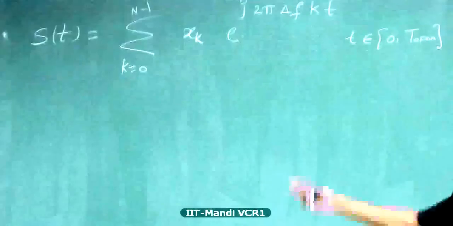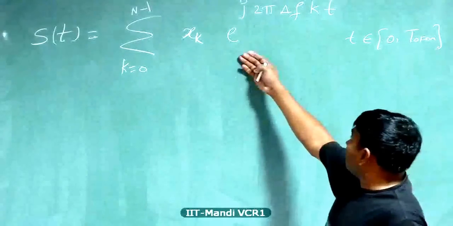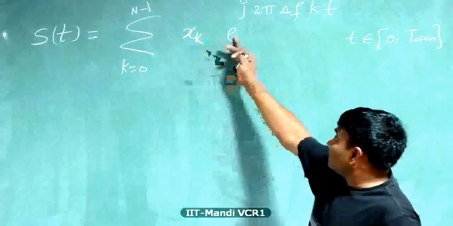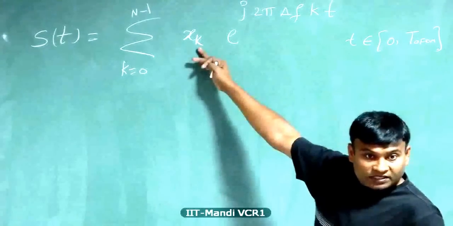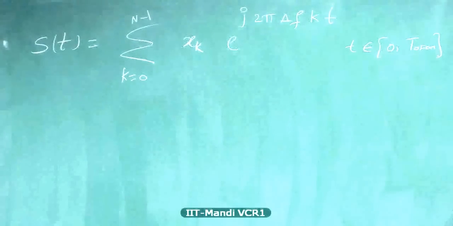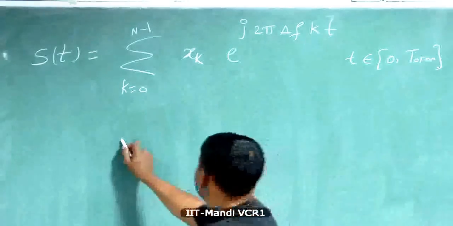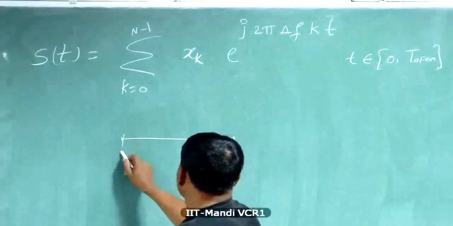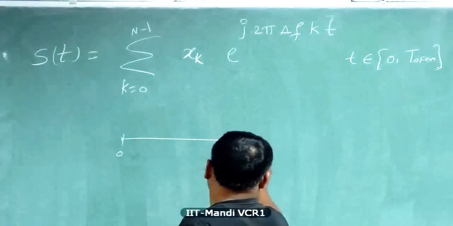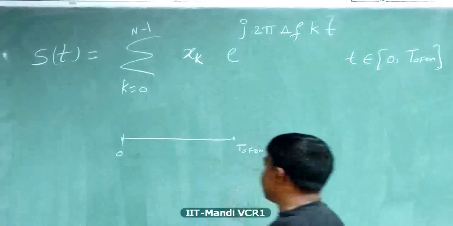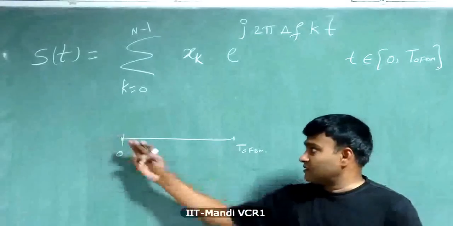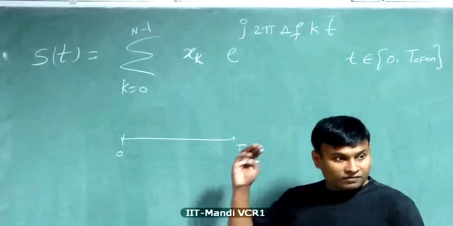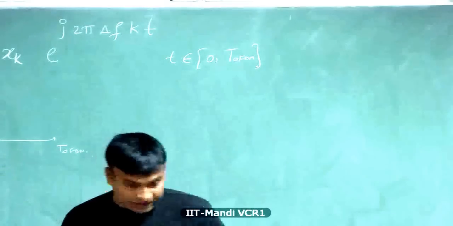S of t is a sum of a number of complex sinusoids, each sinusoid carrying a given modulation alphabet xk, and it is a time limited signal between 0 to T OFDM. Of course, in an actual system you will have a continuum of OFDM symbols being transmitted. Okay, it's sufficient for us to focus on one snapshot of the signal.